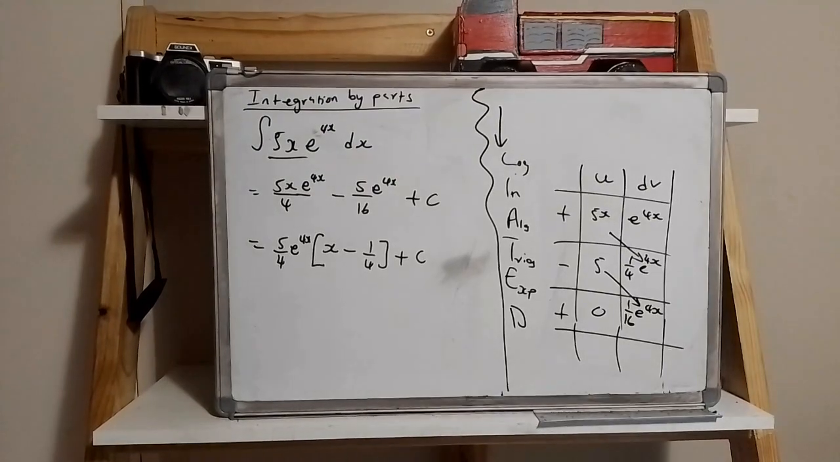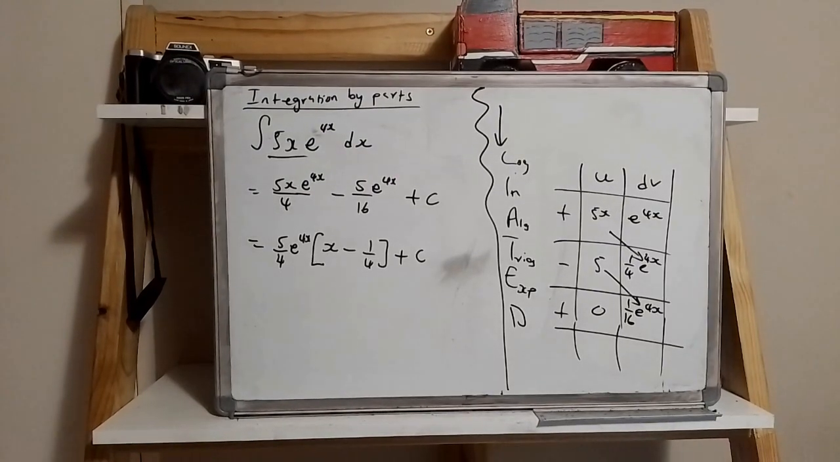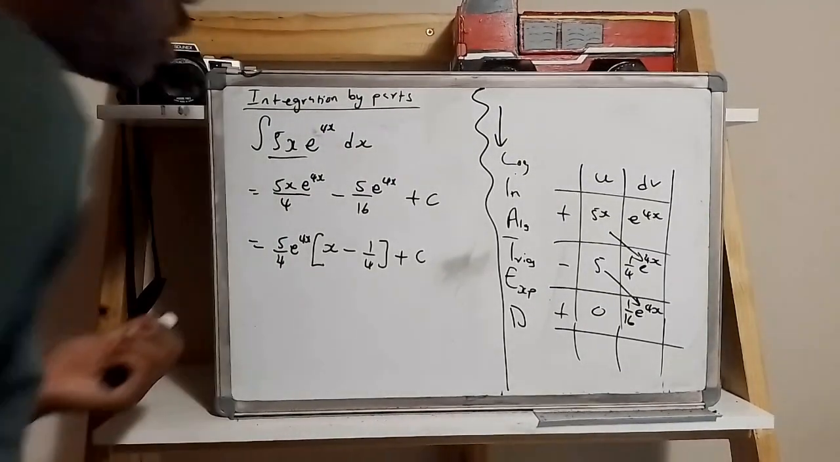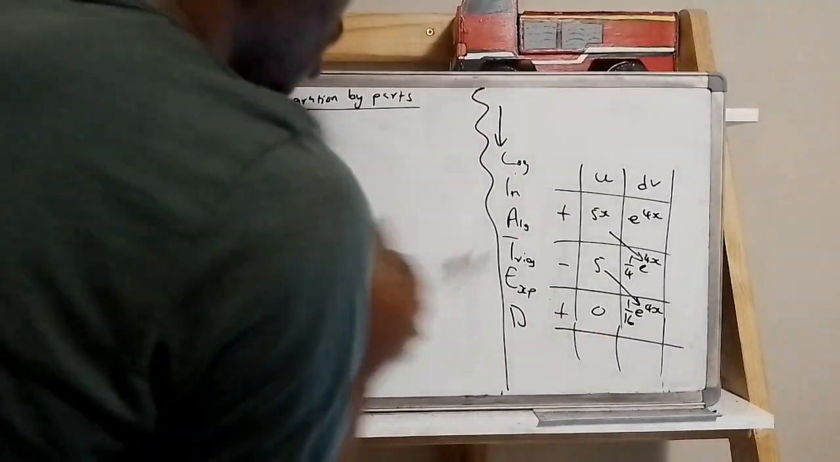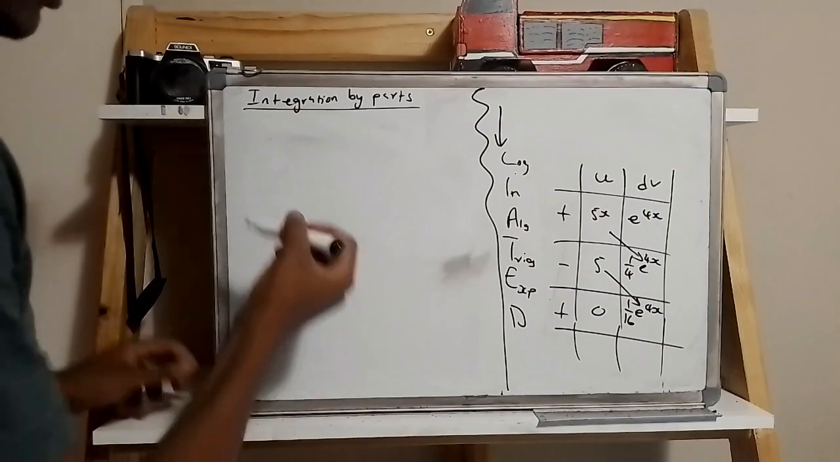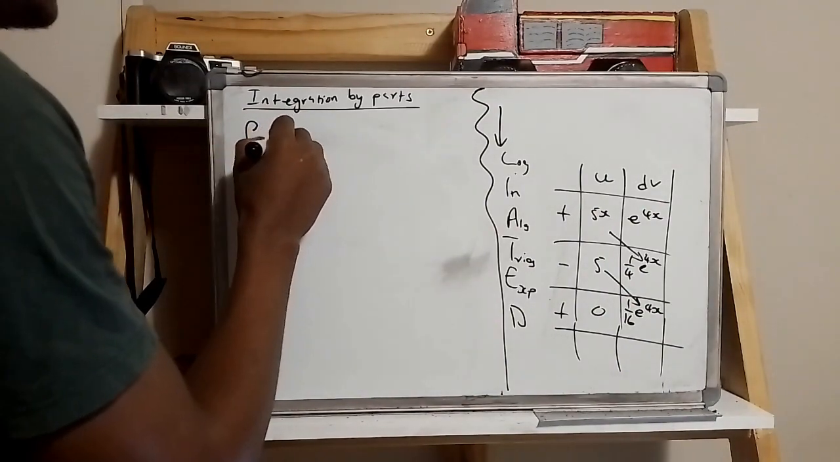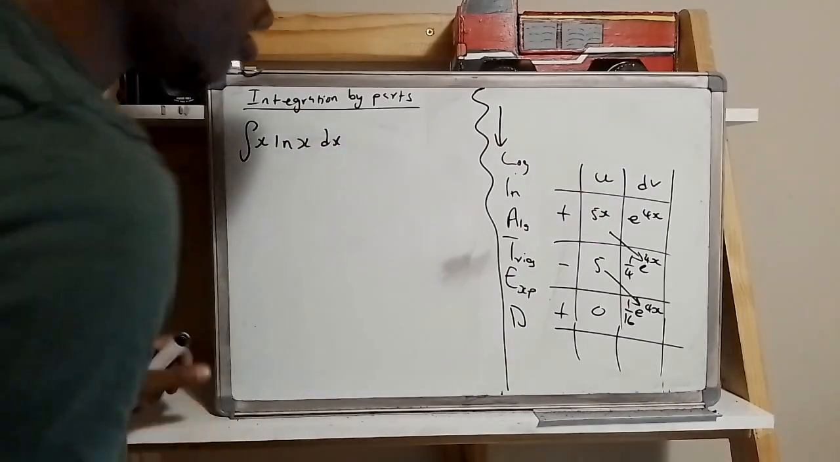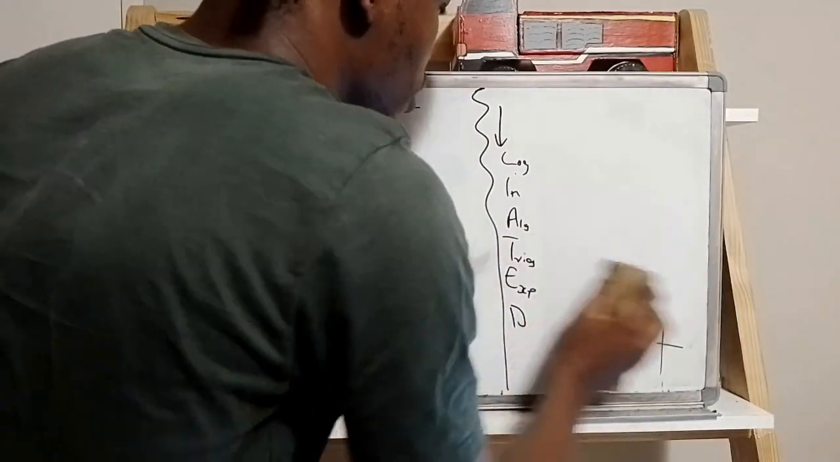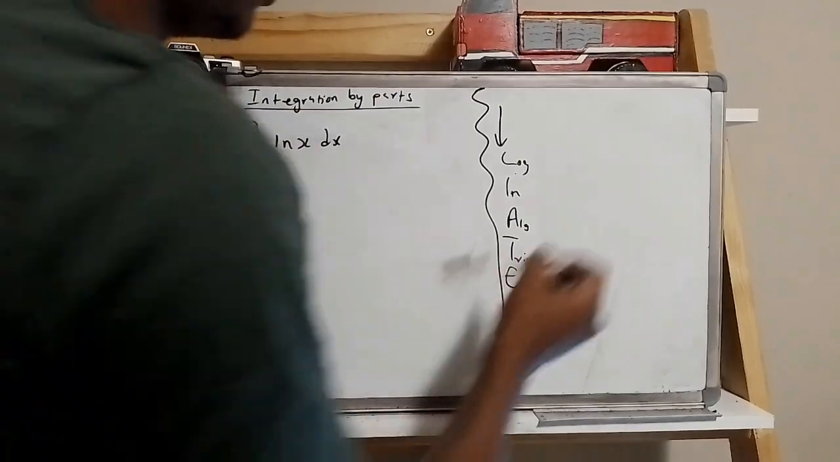Now let's move to one last question, an advanced question. Not advanced, but yeah, we will use the very same application. Now the last question, it says the integral of x ln of x. How will you do that with respect to x? Okay, erase this, draw another table.